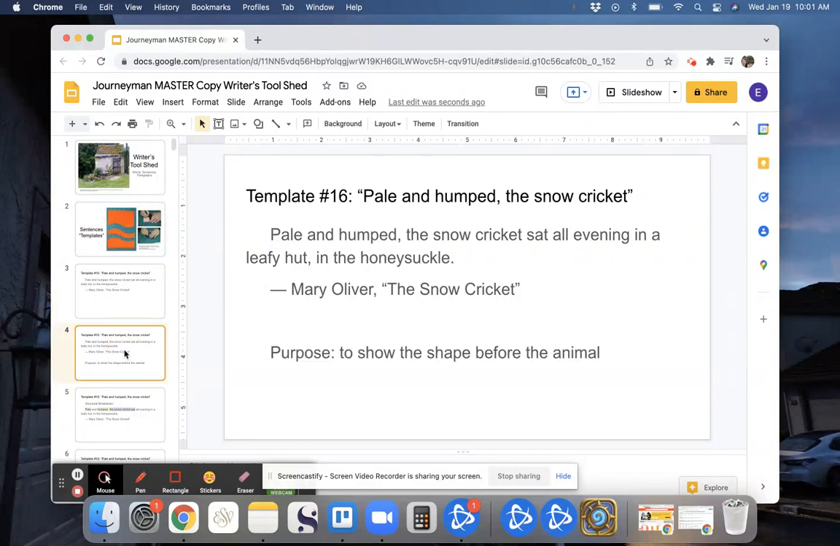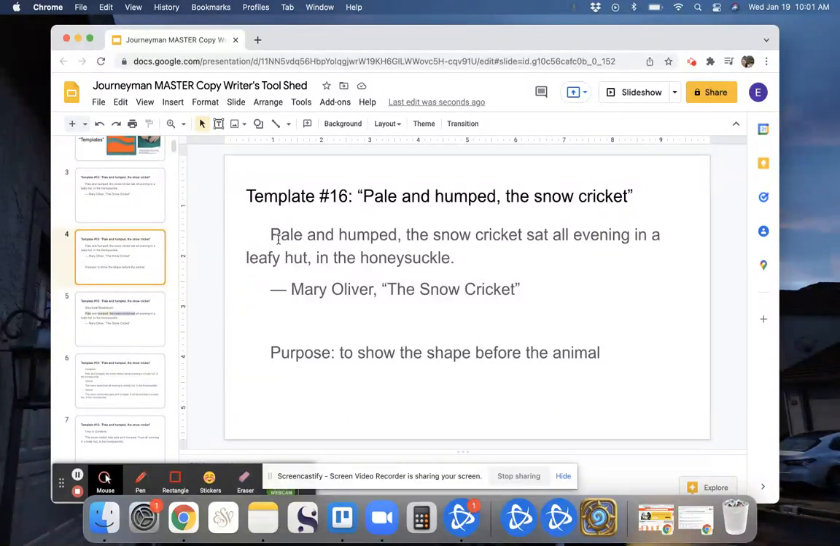And so, why does Mary Oliver start with those two adjectives? Because she wants to give us this impression first, this impression of what the cricket is like before we actually know what it is, so that we actually see the color and see the shape, and then it clarifies in our minds, oh, it's a cricket.